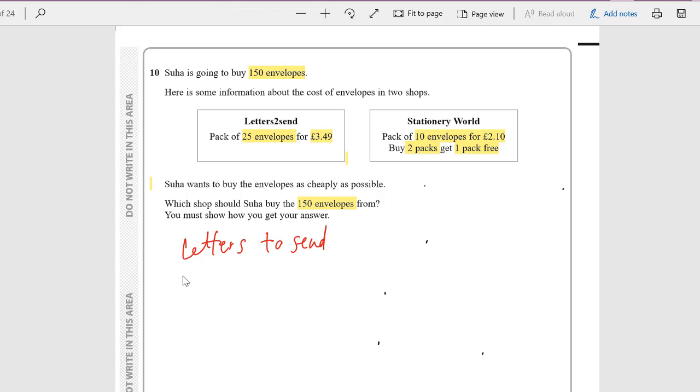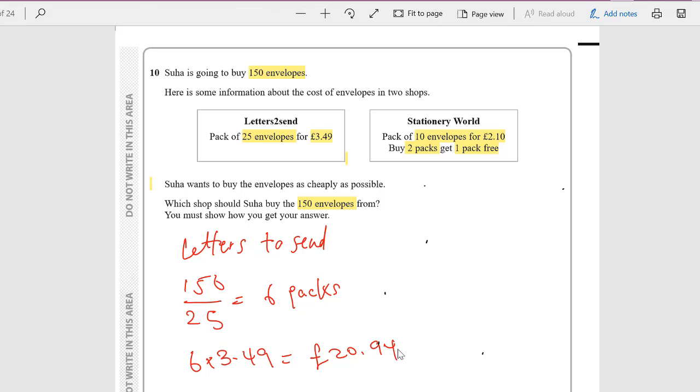So we want to buy 150. Divide that by 25, which is in 1 pack. So that will give us 6 packs. So 6 times £3.49, which is what 1 pack costs, is £20.94.